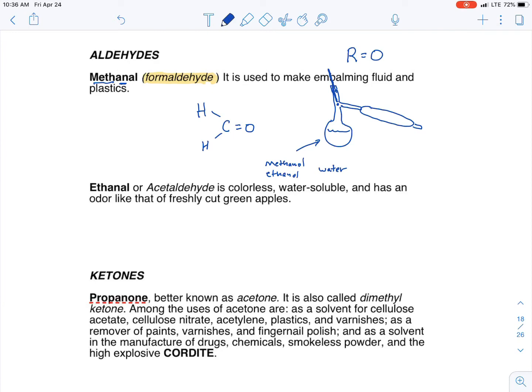Okay, so they evaporate at different rates. I don't know the exact rates right here. Maybe I do have them. I have them somewhere. I could look it up. I'm not going to though.